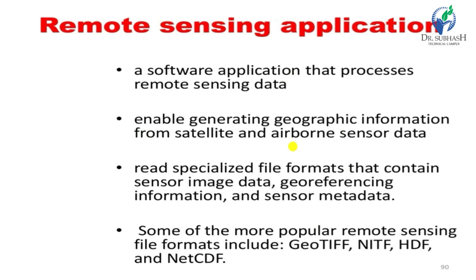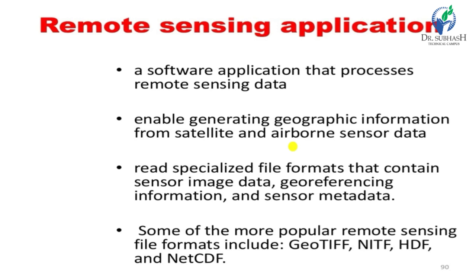At present, we are seeing the China-India disputed land by satellite. So we can identify what type of structures they build and what military exercise movements have been done at that place. Remote sensing software reads specialized file formats that contain sensor image data, like georeferencing information and sensor metadata, like in geo-mapping of our land. Some popular remote sensing file formats are GeoTIFF, NITF, HDF, and NetCDF.